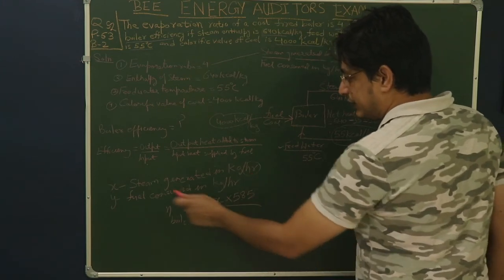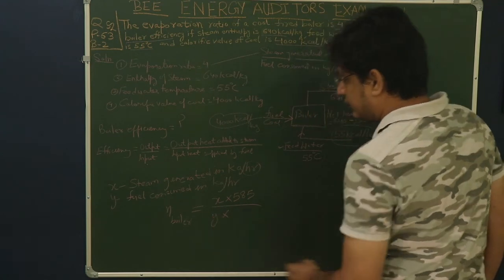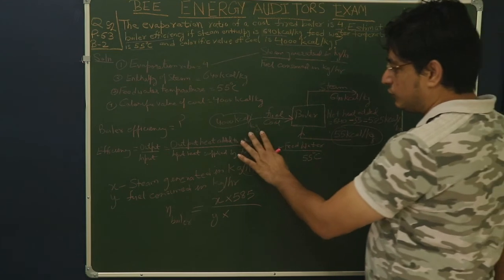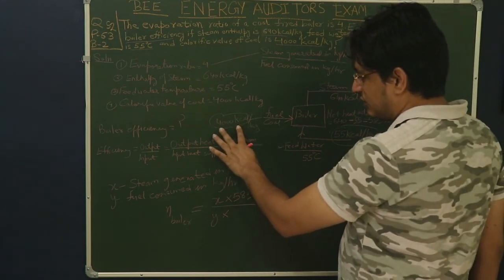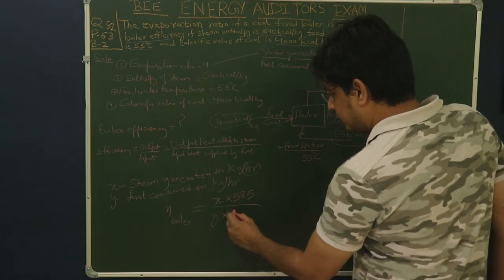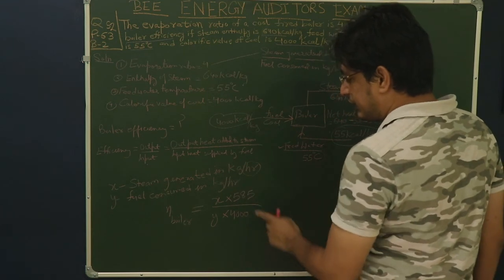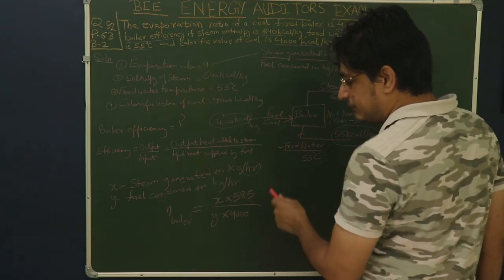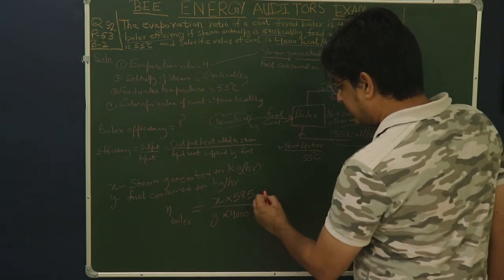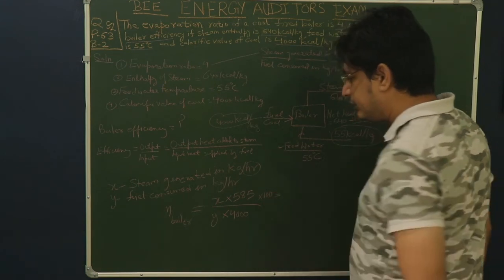Now in 1 hour, I have assumed how much fuel is consumed? Y kg. Calorific value of fuel is 4000 kilocalorie per kg. That means 1 kg of coal will produce 4000 kilocalorie of heat energy. So Y kg of coal will produce Y into 4000 kilocalorie heat energy in 1 hour. I am considering the output and the input corresponding to 1 hour time. Now I have to multiply it by 100 to get the value in percentage.